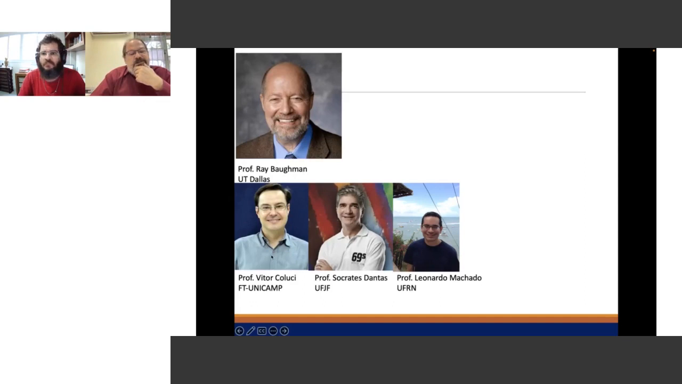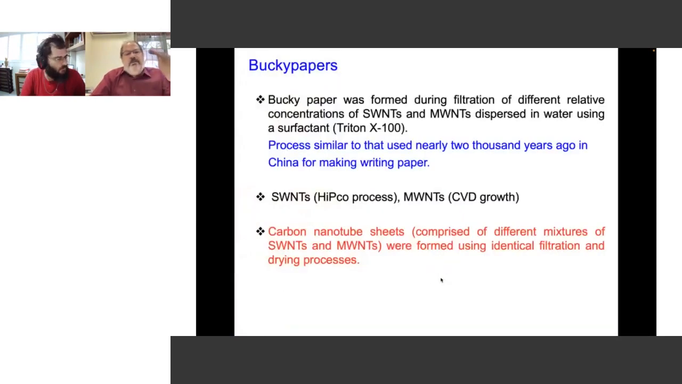Vitor Coluci is now a professor at UNICAMP. Socrates Dantas is a professor in Juiz de Fora. Leonardo is now a professor in Natal. Okay, so three generations of materials, three generations of students. It's interesting. The first one we call buckypapers. It was the beginning of this revolution of using fullerene materials.